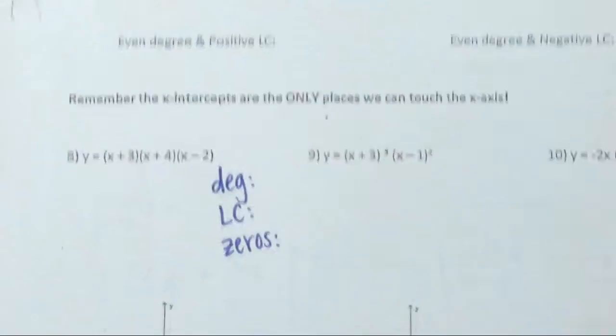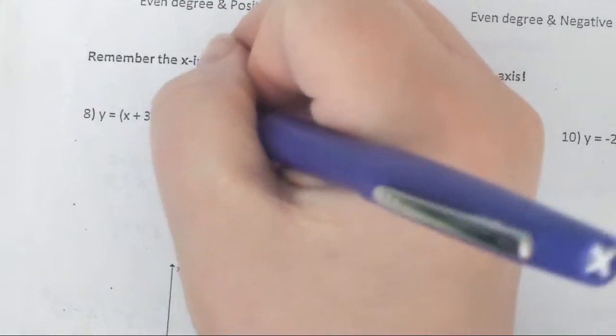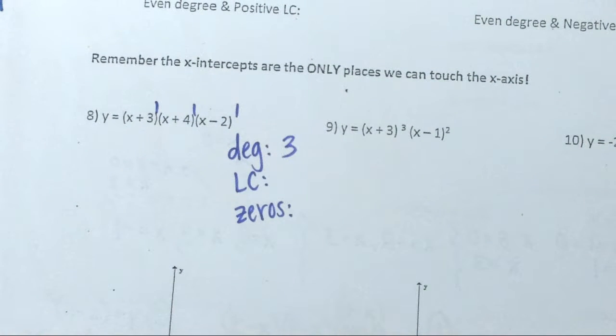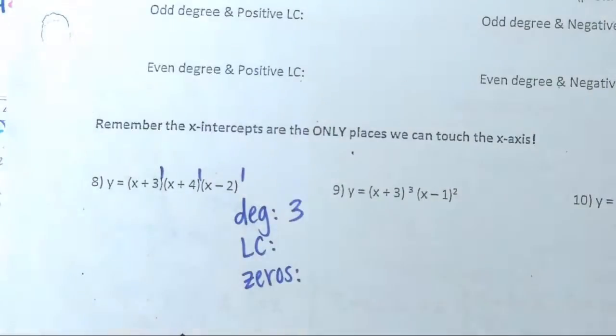What is the degree of number 8? It is 3. Gilberto got a point. 1, 2, 3 was understood. I heard Gilberto. I'm still mad at your group for being extra. Tell me about that leading coefficient and I might can forgive you.